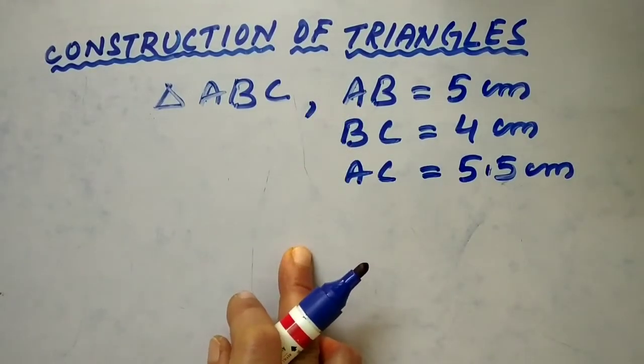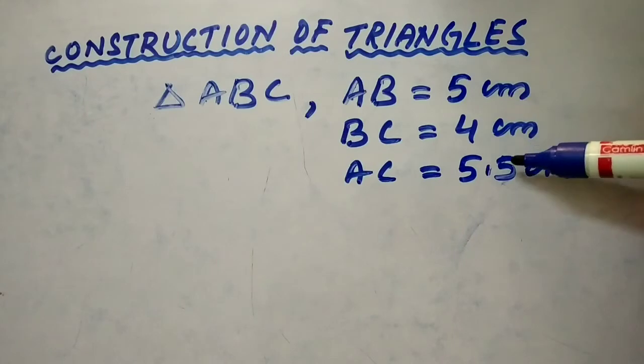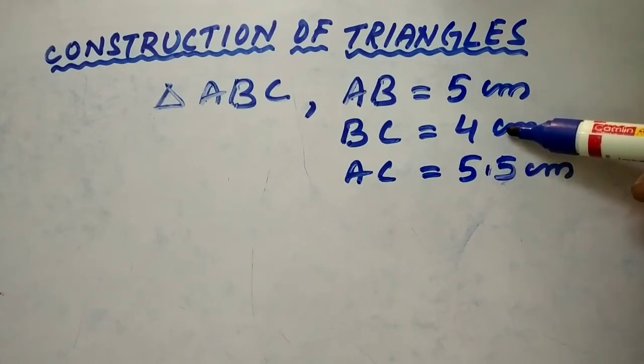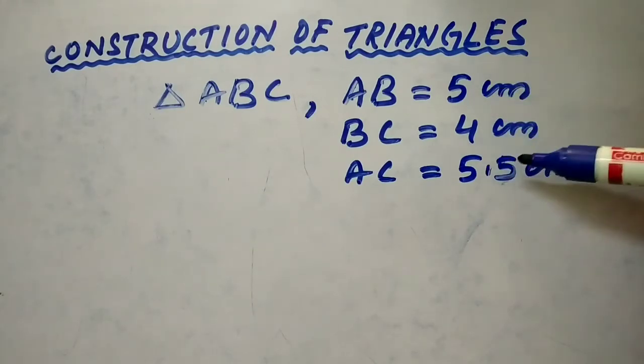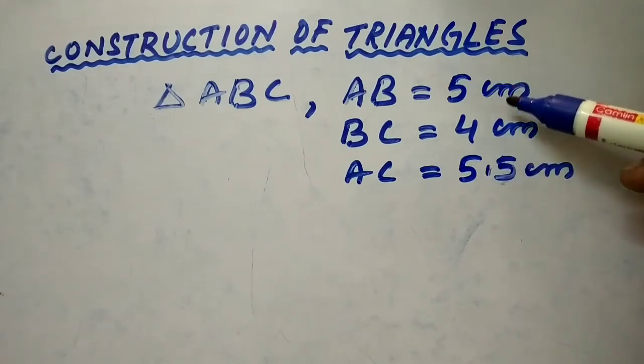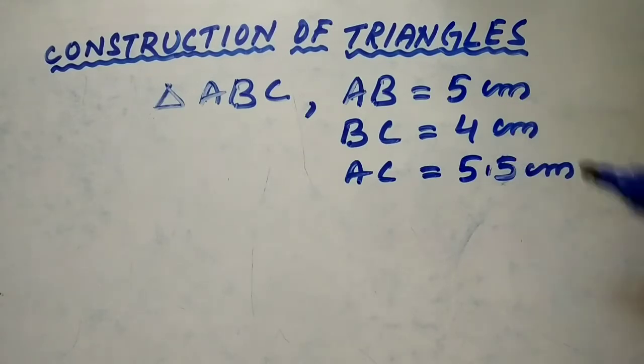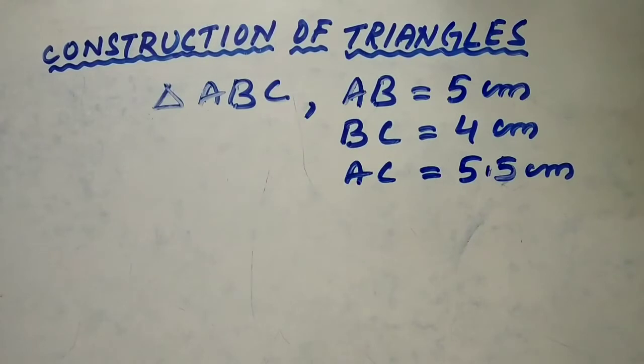Can you construct this triangle? Yes. 5 plus 5.5 is greater than 4. 5 plus 4 is greater than 5.5. 4 plus 5.5 is greater than 5 centimeter. So we can construct. If we are finding the sum of any 2 sides, it must be greater than the third side. So we can construct by using this length. Now let us construct this triangle.